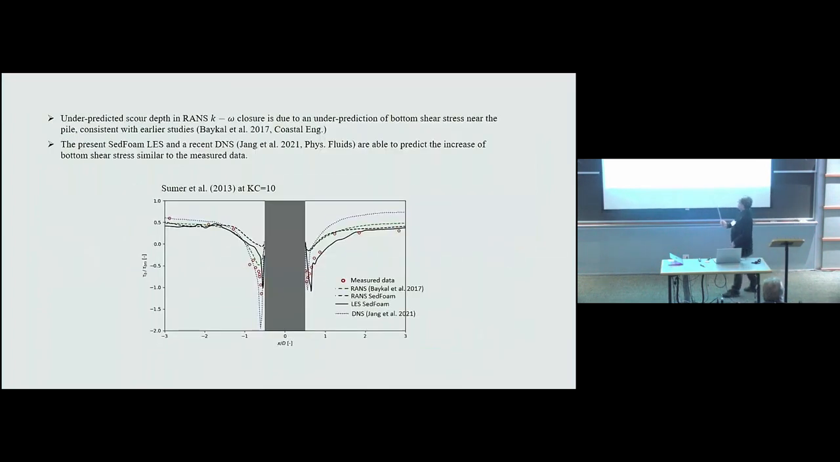And the good thing about this data set is that Sumer also measured the time average bottom shear stress distribution around the vertical pile. The symbol is the measured data. What you can see here consistently is that if you use the Reynolds average model, either you use ours or the one reported by an earlier study, they always under-predict this sharp increase of bottom shear stress very close to the pile. On the other hand, if you use LES, or there's a DNS study for this problem, you have no problem. You can really resolve this sharp increase of shear stress.